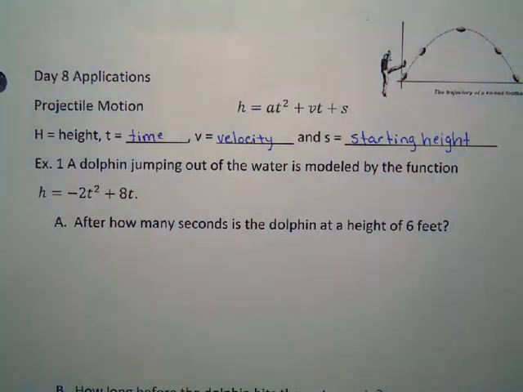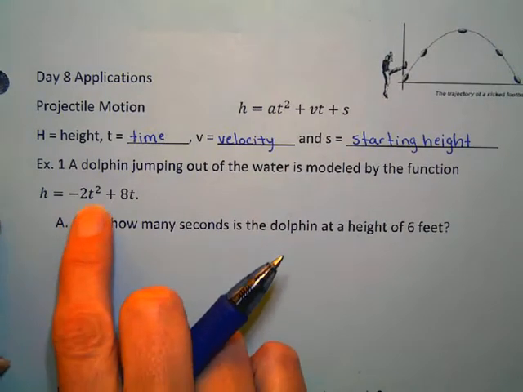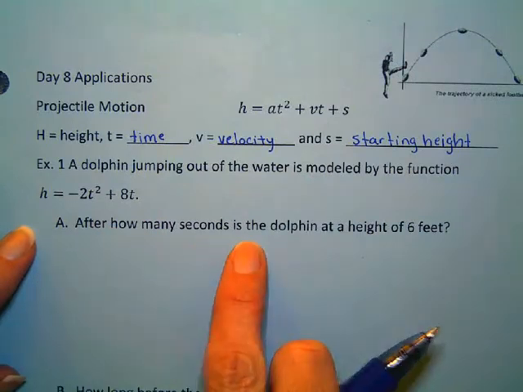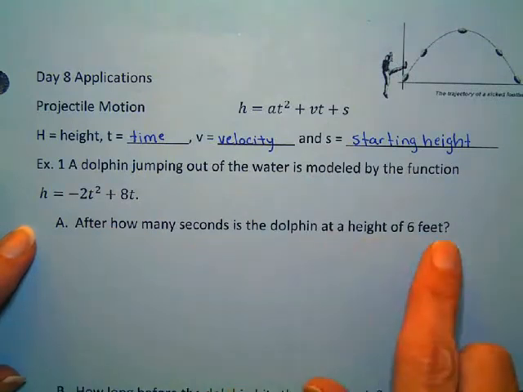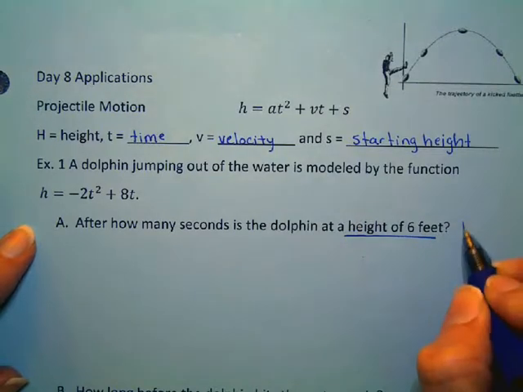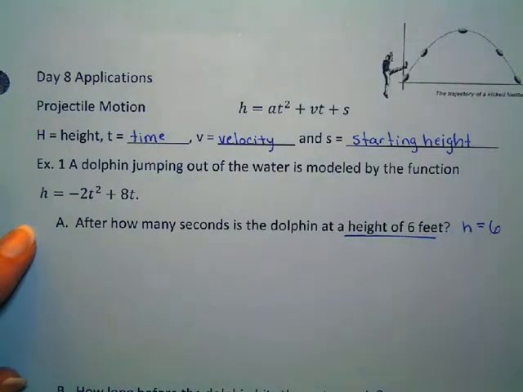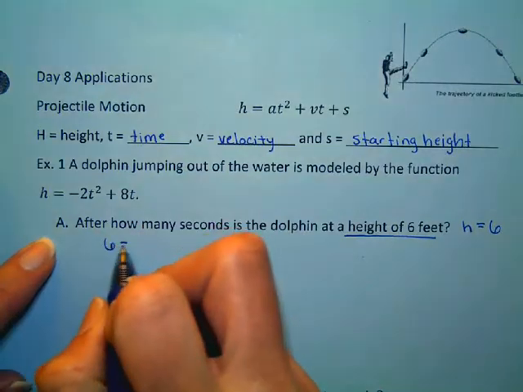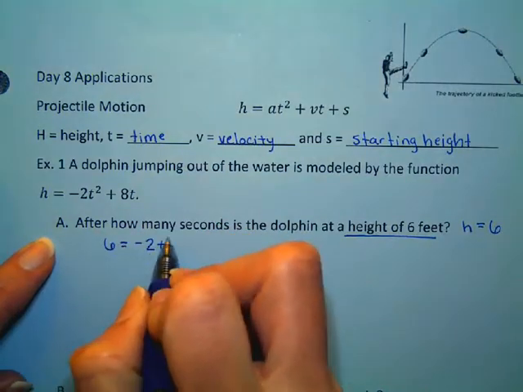So let's look at a word problem. A dolphin jumping out of the water is modeled by the function h equals -2t squared plus 8t. After how many seconds is the dolphin at a height of 6 feet? So height of 6 feet, we're going to let h equal 6. And we're going to put it into our equation. 6 equals -2t squared plus 8t.